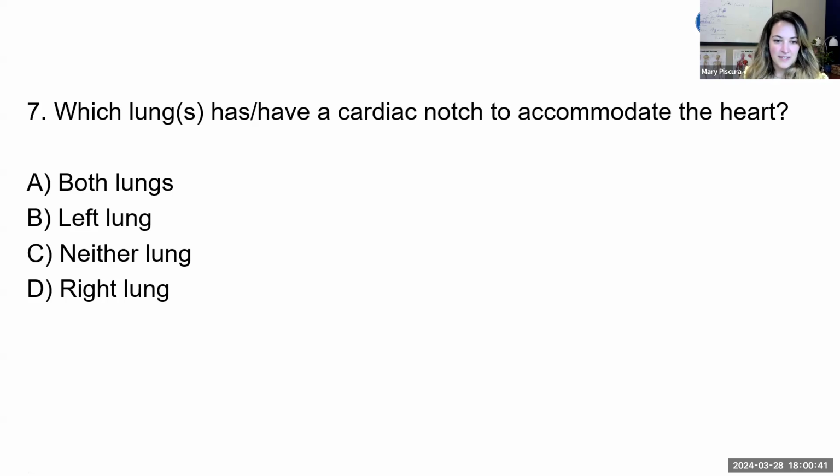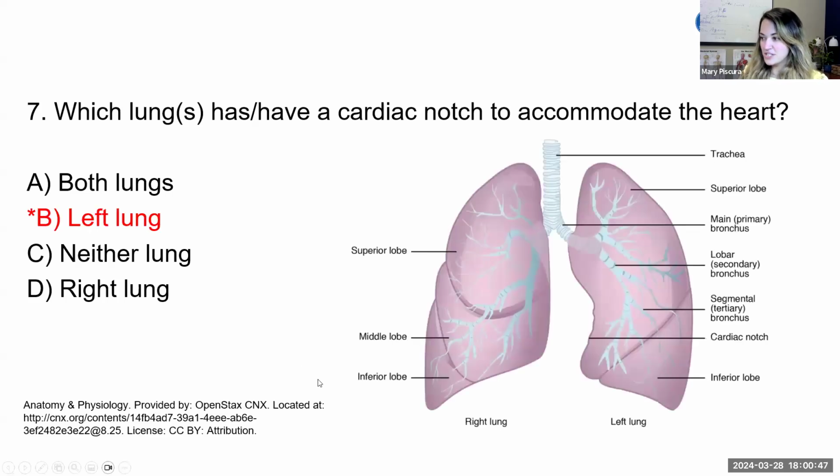You guys did a really good job on this one too. Let's share those. One thing that's helpful is just thinking about where the heart is, how we talked about it being situated just to the left or adjacent. That makes a bit more sense of how we have this cardiac notch on the left lung to accommodate that extra space for the heart.